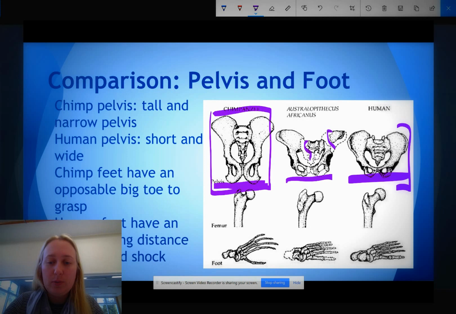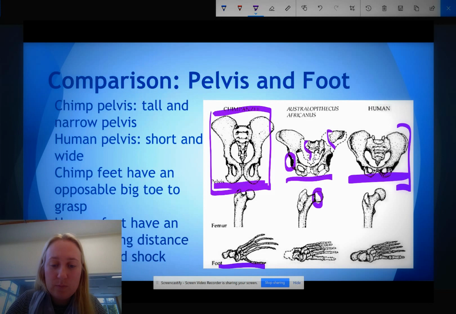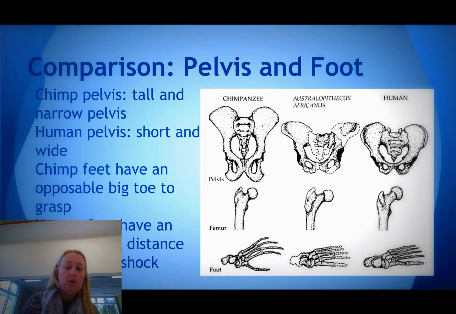Same with the femur. So the top of your leg, where your hip joints meet, okay, the femur looked a lot more similar. Same with the feet. Chimpanzees had that opposable big toe. Lucy didn't have that, and neither do we. Okay. Some of the other features of the feet is that humans have an arch to their foot, and that's really good for walking long distances and for shock absorbing. Lucy's feet were a lot more similar to humans than they were to chimpanzees.